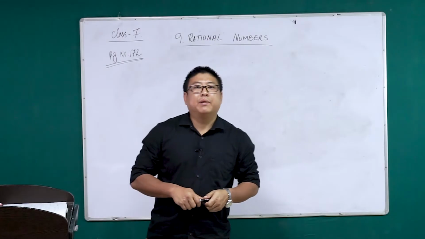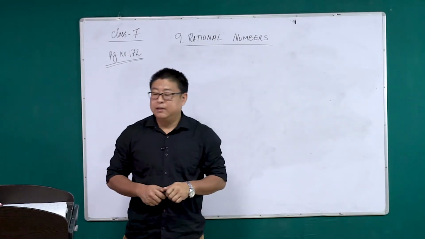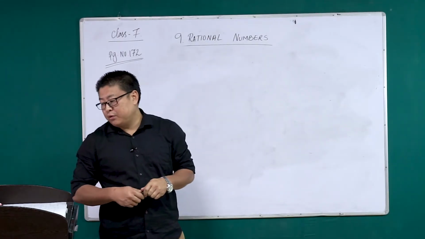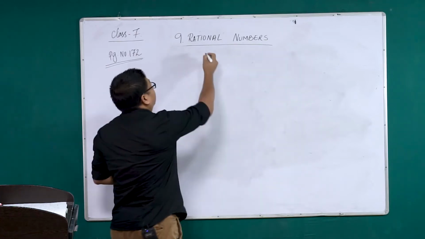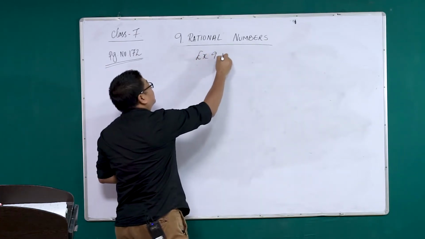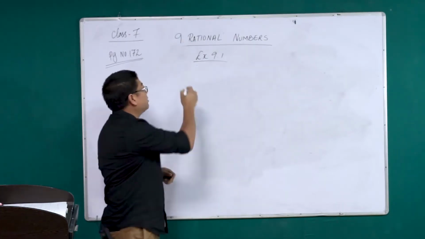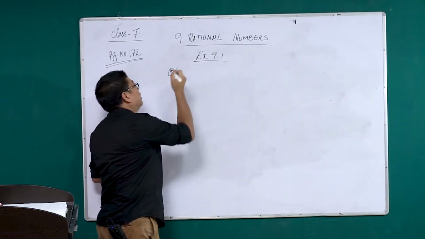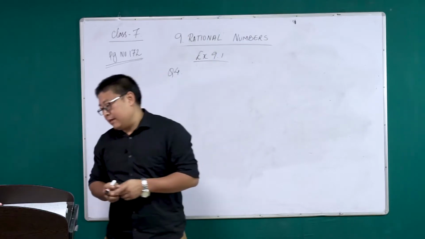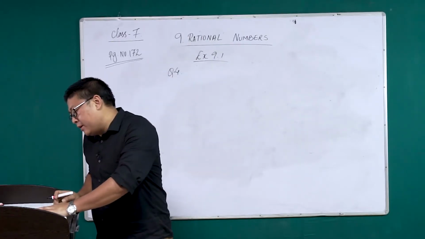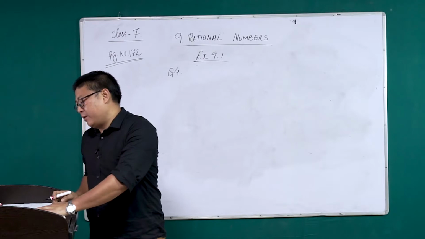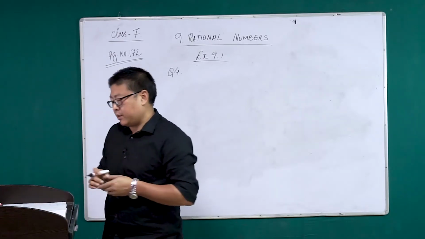Hello everyone, welcome back. Let us continue with our next question where we left off. We're doing exercise 9.1. Now let's move on to the next question, question number 4. Question number 4, they're asking, draw the number line and represent the following rational number on it.